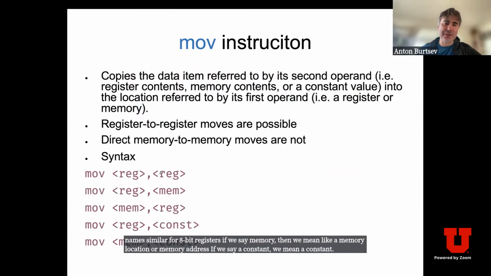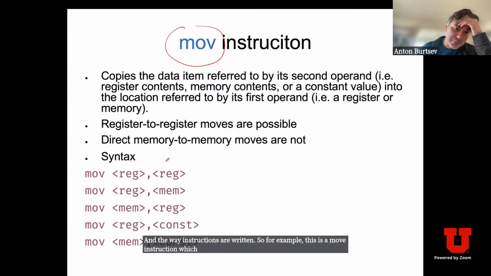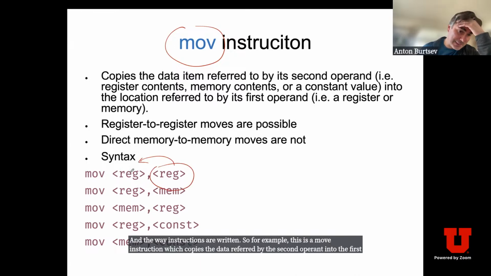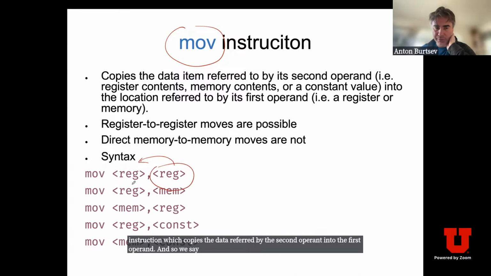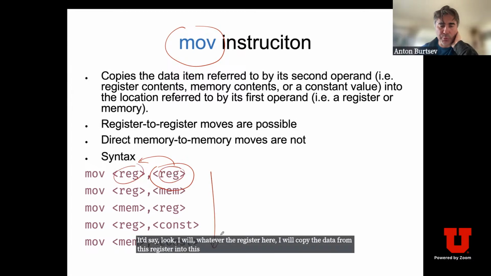And the way instructions are written, for example, this is a move instruction which copies the data referred by the second operand into the first operand. And we'll see the same format for any instruction which we will be discussing. Whatever the register here, I will copy the data from this register into this register. And these are all possible combinations here.